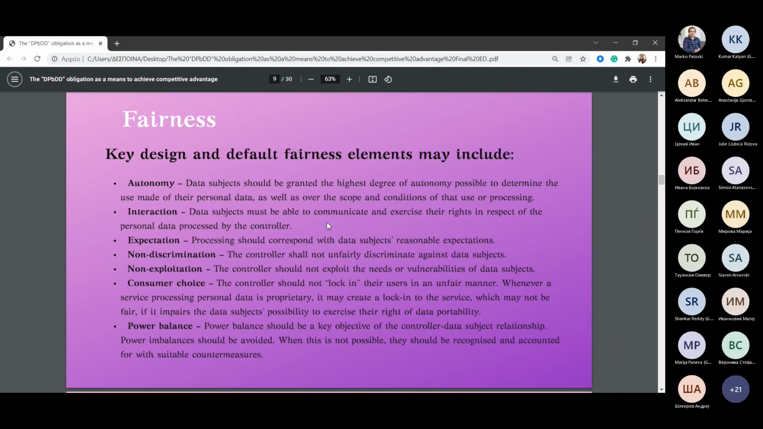Consumer choice: the controller should not lock in their users in an unfair manner. Whenever a service processing personal data is proprietary, it may create a lock-in to the service, which may not be fair if it impairs the data subject's possibility to exercise the right of data portability. And power balance, which is very crucial. Power balance should be a key objective of the controller-data-subject relationship, and imbalance should be avoided. When this is not possible, they should be recognized, and suitable countermeasures should be taken.